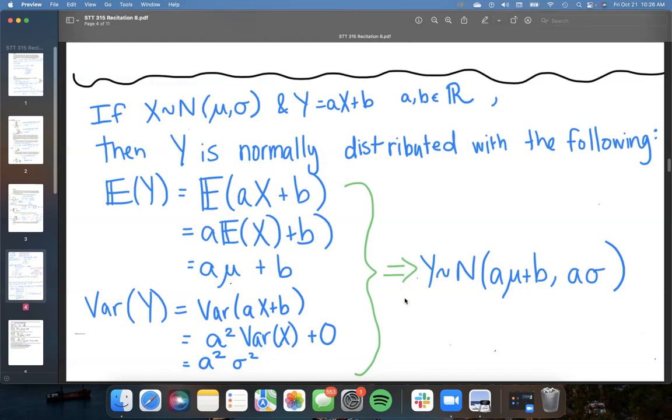And so now that you found the expectation of y and the variance of y, that implies that y follows a normal distribution with the mean of a mu plus b, and then our standard deviation of a sigma, because remember, the standard deviation is the square root of the variance. So if you take the square root of a squared sigma squared, you get a times sigma. So that's something to keep in mind.